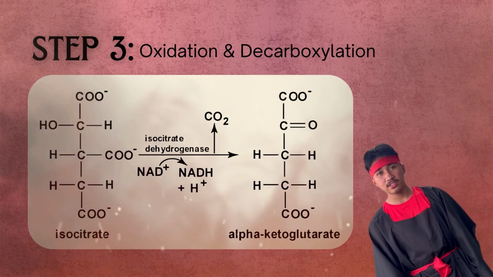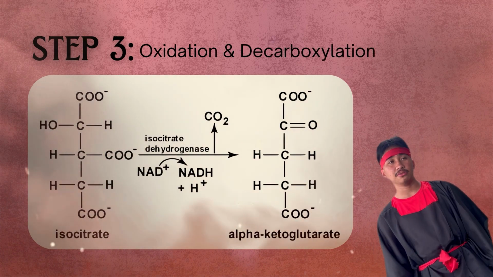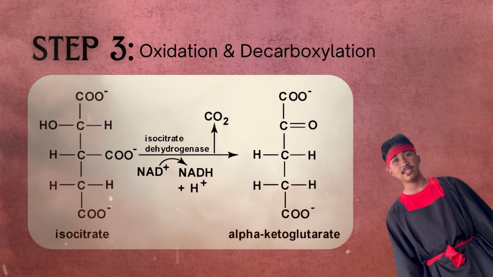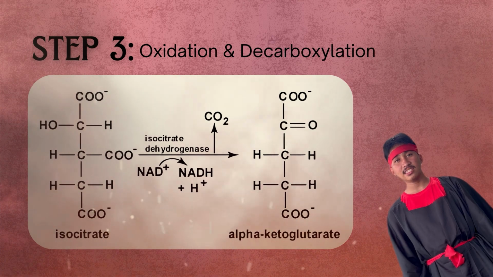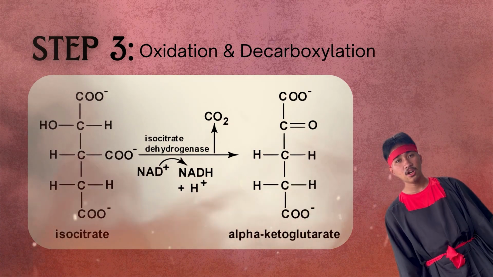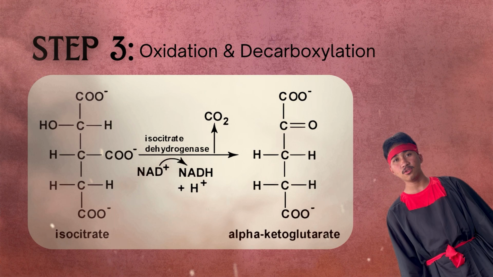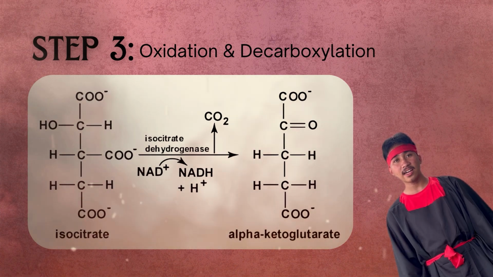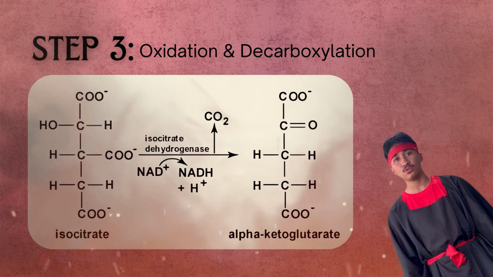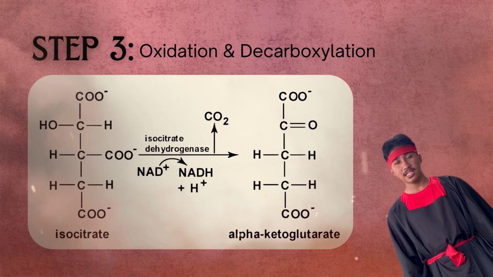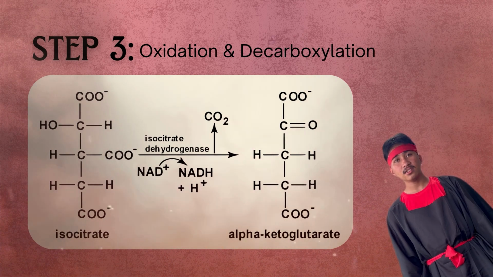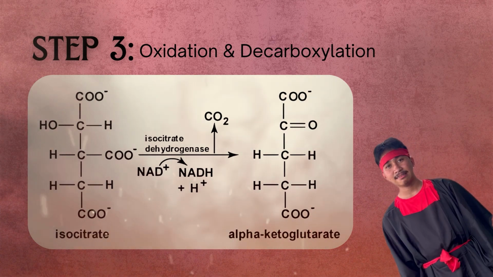The third step is the oxidation and decarboxylation. Isocitrate is oxidized by NAD+, forming oxalosuccinate and producing NADH. Oxalosuccinate is then decarboxylated, forming alpha-ketoglutarate and producing CO2. All these are possible in the presence of the enzyme isocitrate dehydrogenase.